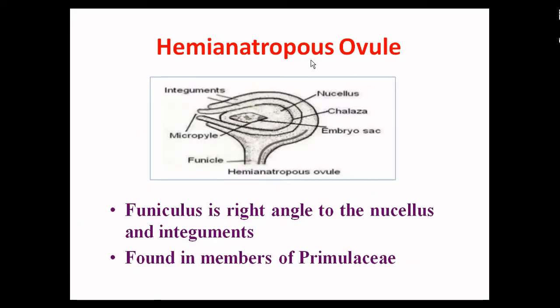The next type is hemianatropous ovule. Here the funiculus is at right angle to the nucellus and integument, and this type of ovule can be found in the members of Primulaceae.